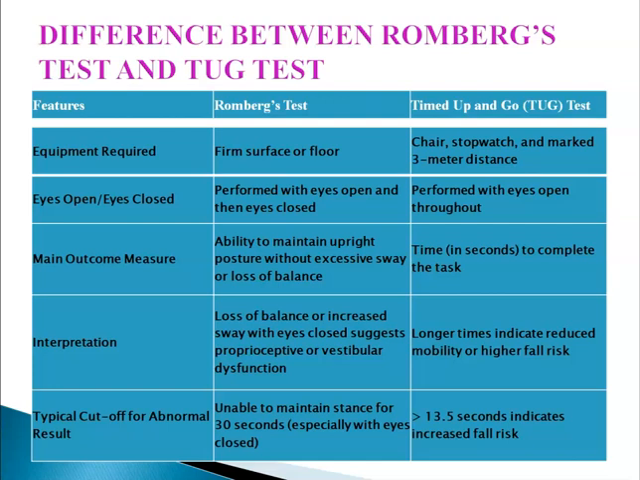The typical cutoff for abnormal result: in Romberg's test, if the patient is unable to maintain the stance for 30 seconds, especially with eyes closed, it is indicated as abnormal. In case of TUG test, greater than 13.5 seconds indicates the higher fall risk.